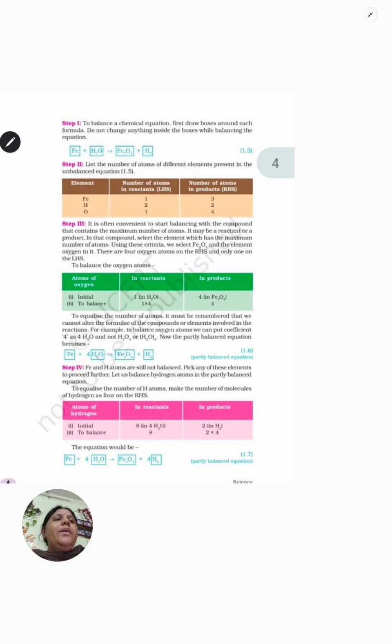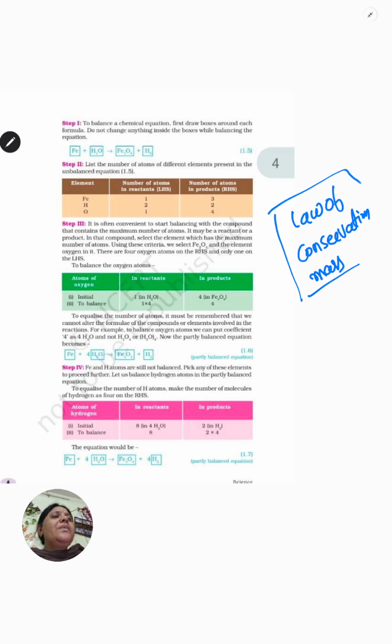So now, we understood the concept of the law of conservation of mass, right? According to this law, mass can neither be created nor be destroyed. Only it can be converted from one form to the other form. That is nothing but the law of conservation of mass. This is a universal law satisfied by all the materials in all the chemical reactions.